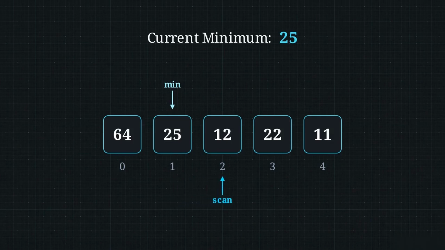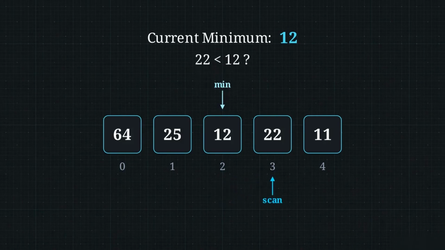The scan continues. 12 is smaller than 25. The minimum updates again. Next, it tests 22. Because 22 is larger, the condition fails, and the minimum variable remains anchored at 12. Finally, it tests 11. The variable updates one last time, securing 11 as the absolute lowest value in the array.